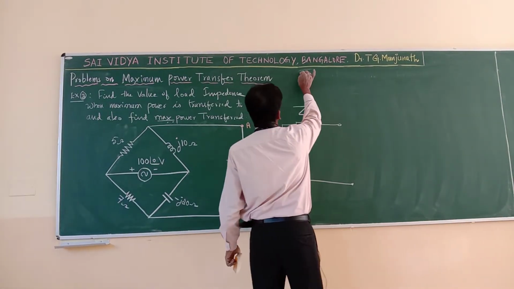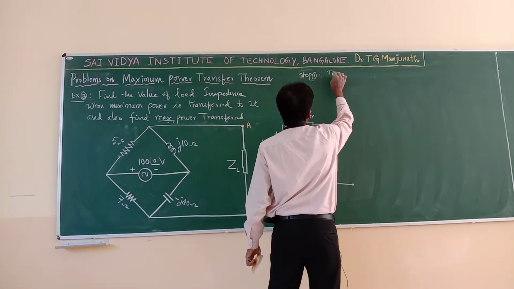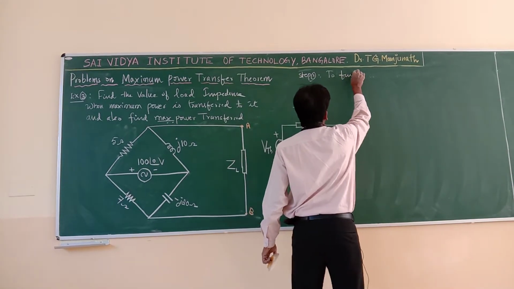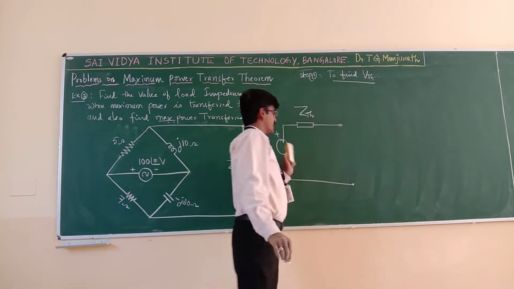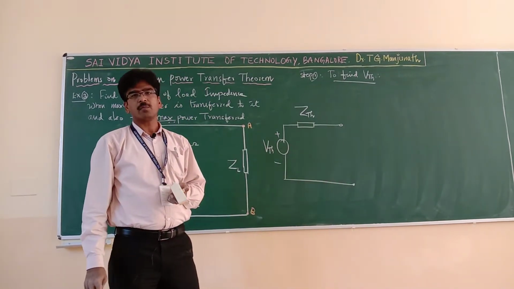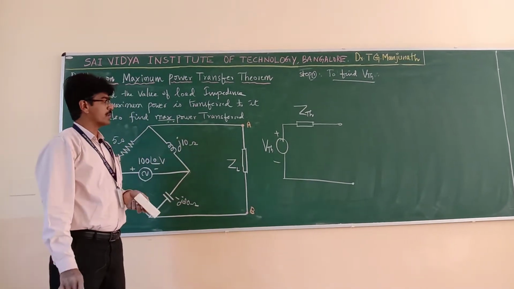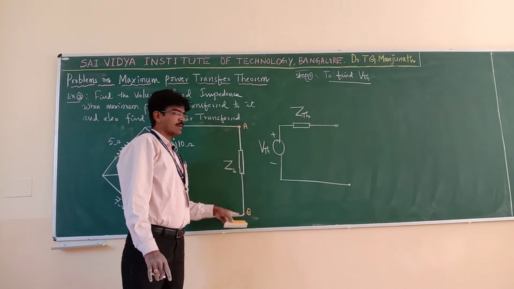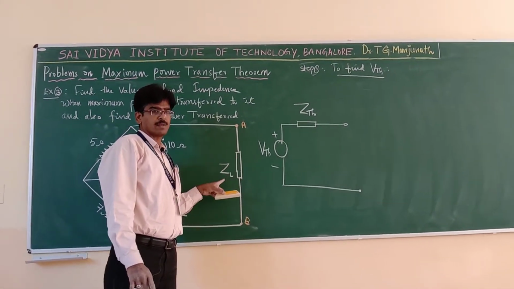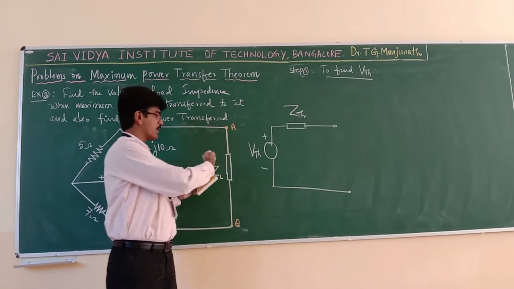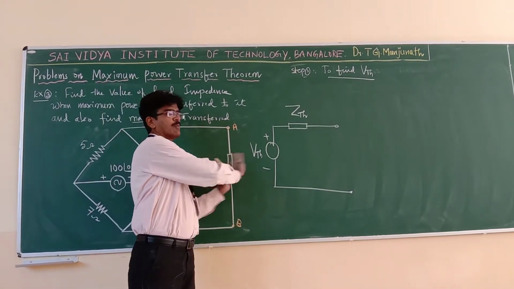Step 1: to find V Thevenin. So what is V Thevenin? V Thevenin is nothing but the open circuit voltage across the load terminals. So this is your load terminals, and you have to find the open circuit voltage across it. To find the open circuit voltage, you have to create the open circuit. If you want to create open circuit, we should remove the load.